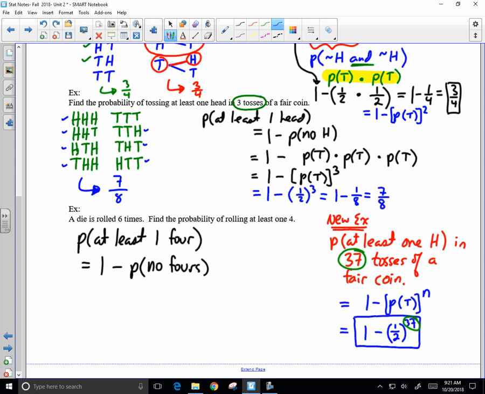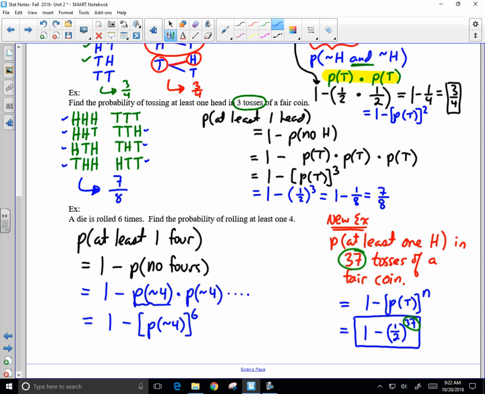Which in turn would be 1 minus the probability of the first one not being a 4 and the second one not being a 4 and the third one not being a 4 and the fourth one not being a 4 and the fifth one not being a 4 and the sixth one not being a 4. All right, so instead of that, since I'm going to write the same thing multiplied 6 times, write it as the probability of not getting a 4 raised to the 6th power.